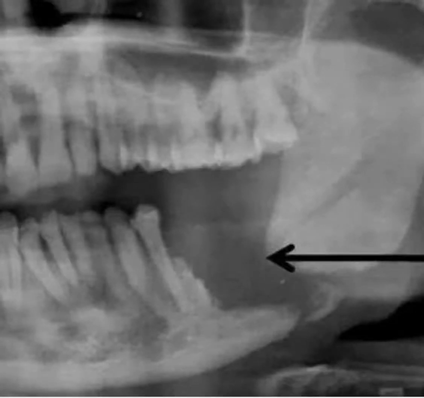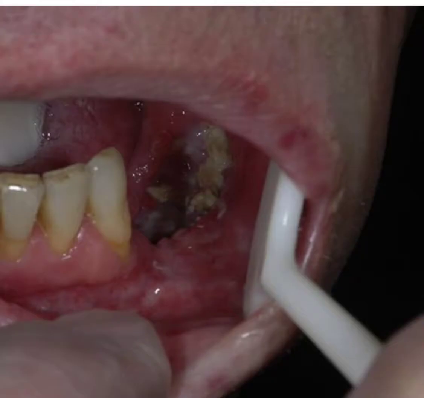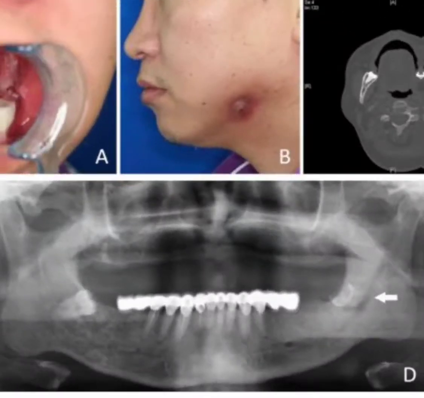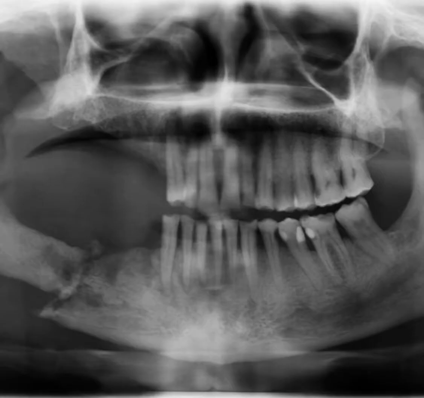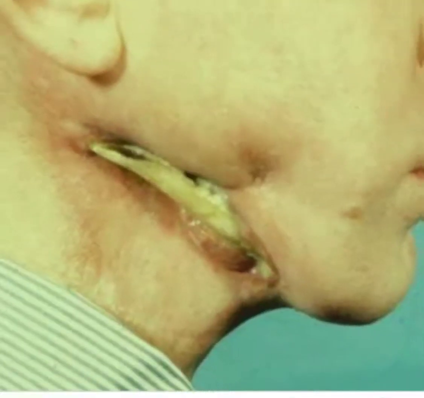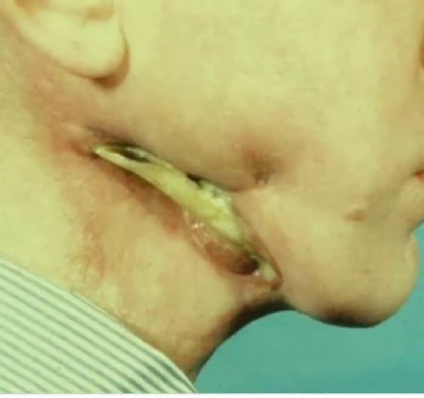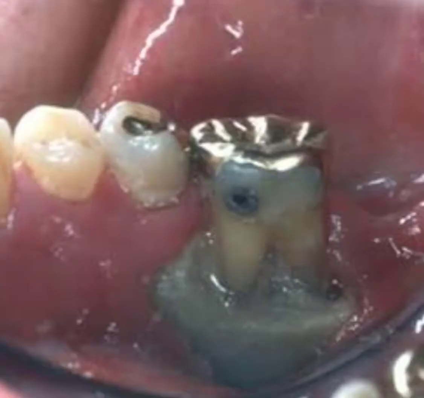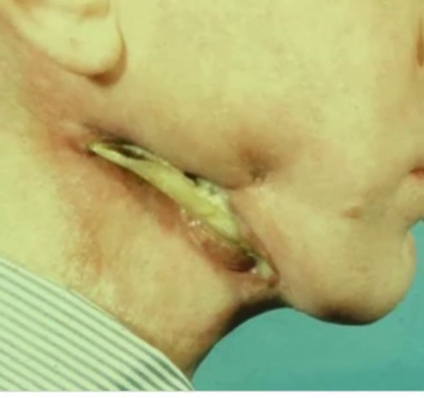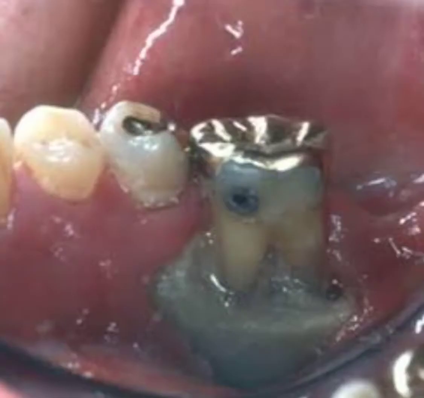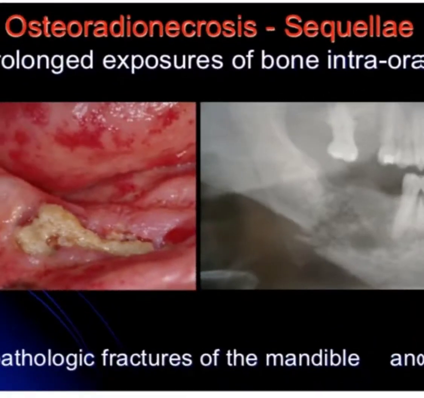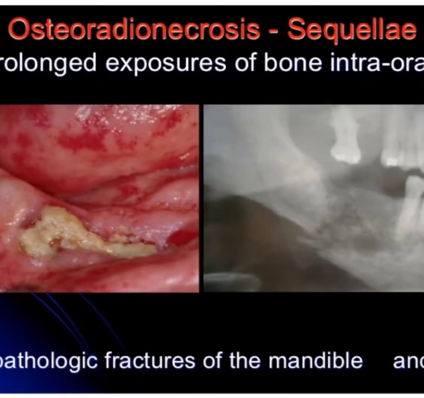Now the clinical features of osteoradionecrosis. First is pain. Second is swelling. Third is trismus. Fourth is exposed bone. Fifth is pathologic fracture. Sixth is malocclusion. Seventh and the last one is oral cutaneous fistula formation.